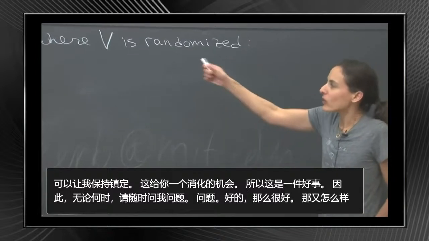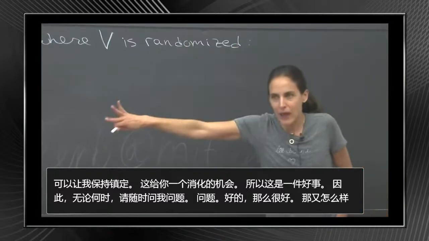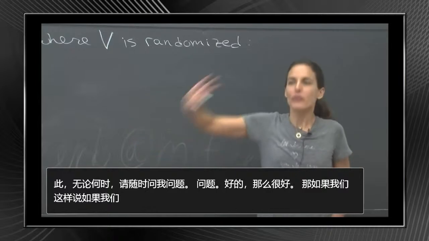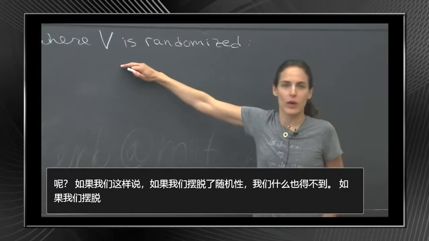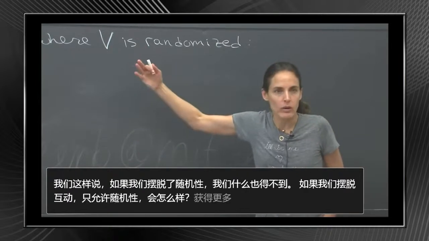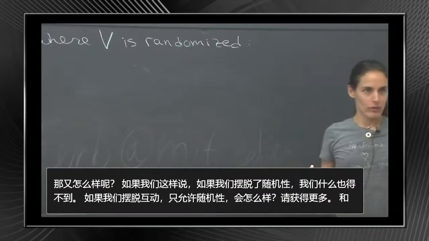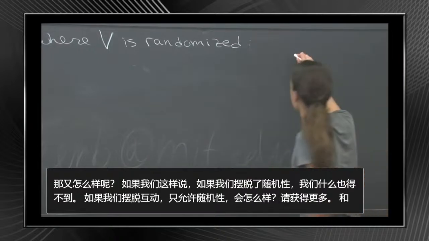So what about if we get rid of randomness, we get nothing. What if we get rid of interaction and we just allow randomness? Do we get more? And actually, we do get more. Okay, and actually, this complexity class has a name.